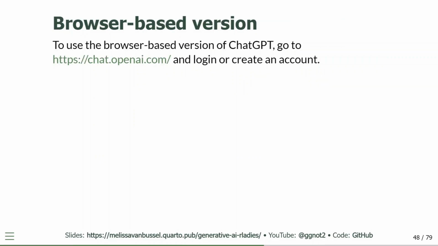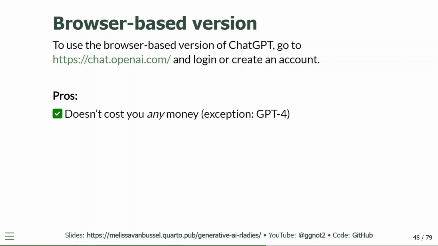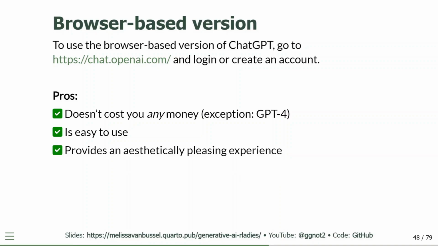So the first option is the browser-based version. That's what we saw before, chat.openai.com. And you'll need to create an account in order to do that. The benefits to doing this is that this is completely free and it doesn't use your OpenAI $5 credit, unlike options 2 and 3. The one exception to this is GPT-4, which we'll talk about a little bit later. The browser-based version is really easy to use. You don't need any programming experience. There's no API key requirement, and it also provides a really aesthetically pleasing experience.